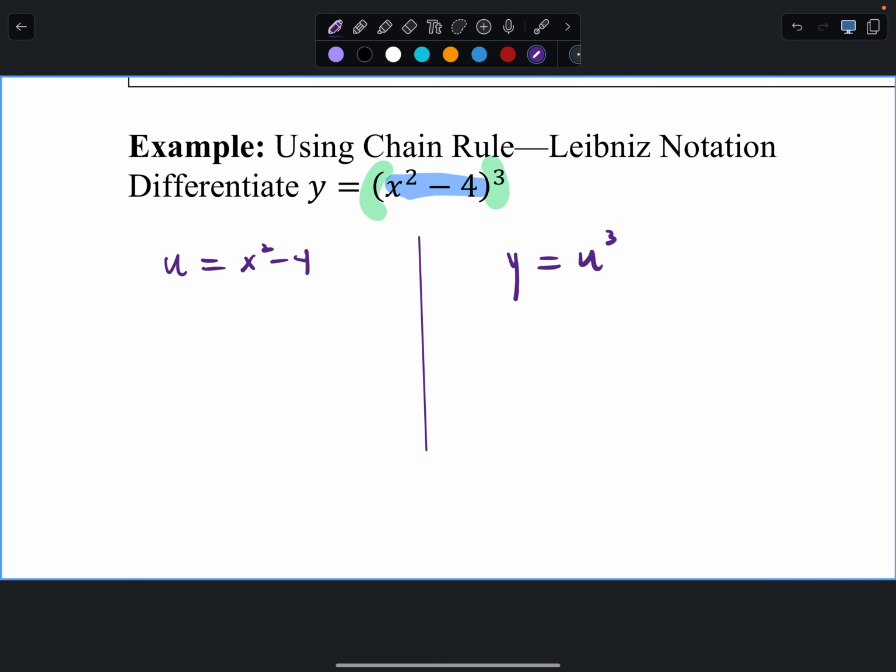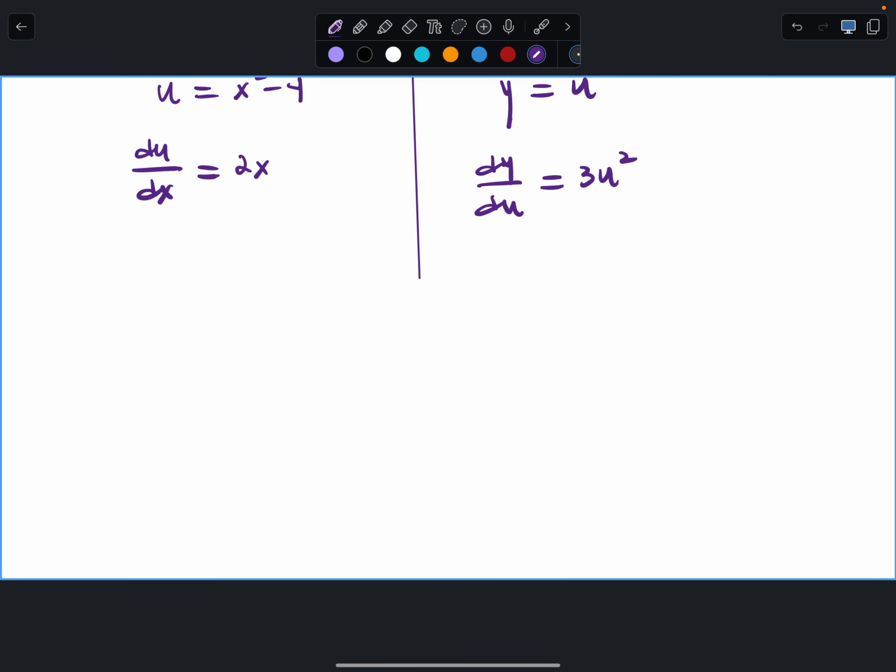So if we differentiate u with respect to x, that's du over dx. What does du over dx end up being using the power rule? 2x. Okay. And then we have y in terms of u, which means that dy over du would be 3u squared. Okay, so going back to that definition, dy over dx is du over dx times dy over du.